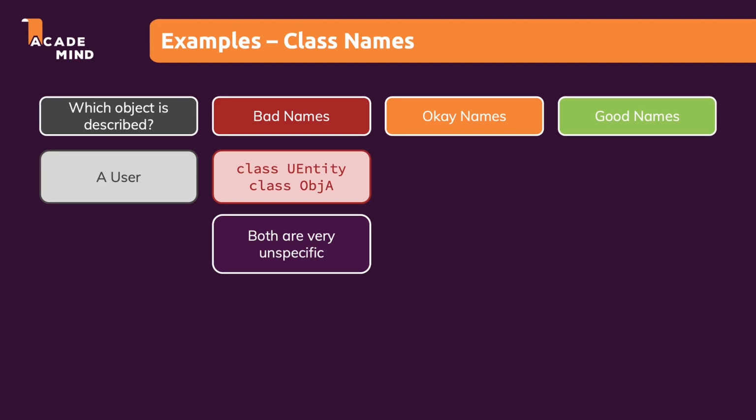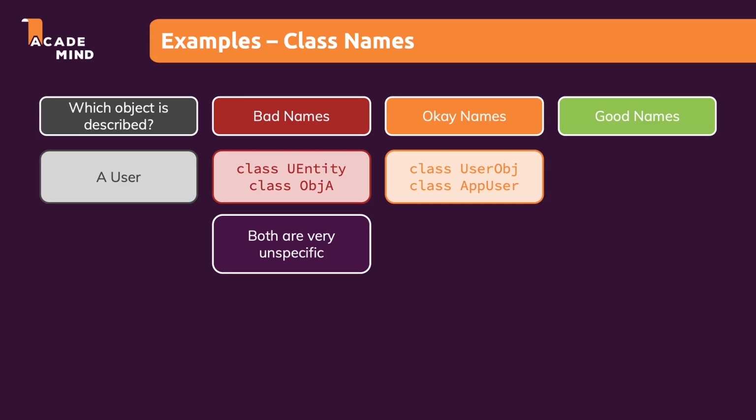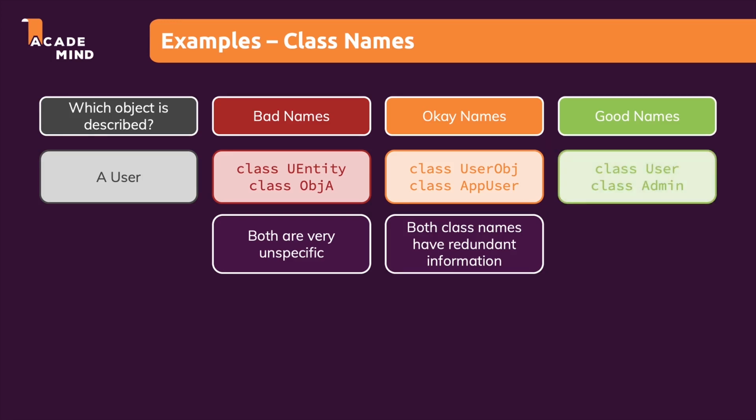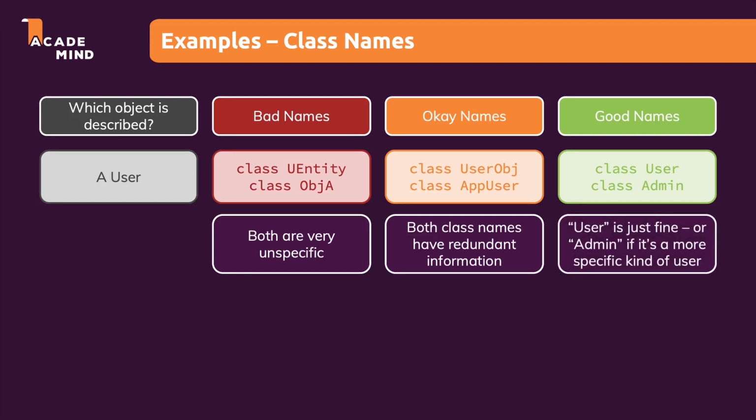Better names would be something like UserObject or AppUser. These names are okay, but actually we have redundant information in there. Of course, a user is an object, and of course, a user in our application is an application user. So using these names might not make too much sense unless you have a very good reason for doing that. Now, good names could be just user or the more specific kind of user, admin, or also customer, and so on. This is fine and specific enough, or in the case of admin, even very specific. So these are great names to use.